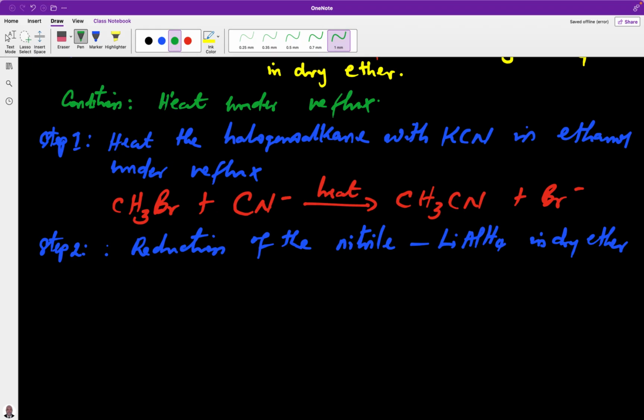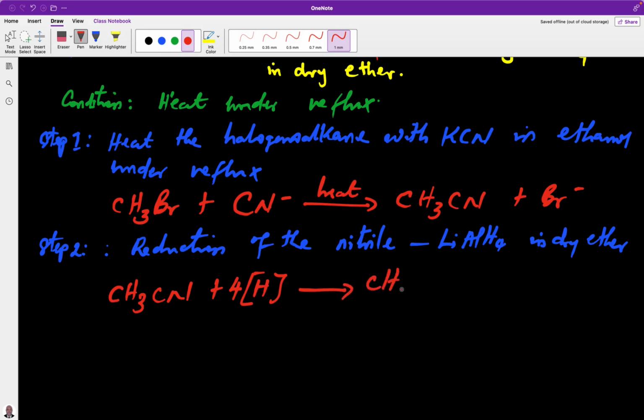Let's see how we can reduce this. The reduction here is, we are going to reduce this one, that is CH3CN. A reduction is what? Addition of hydrogen. Reduction is addition of hydrogen. So lithium tetrahydroaluminate in dry ether is the source for our hydrogen. Four hydrogens are required, in this case, to give us CH3.